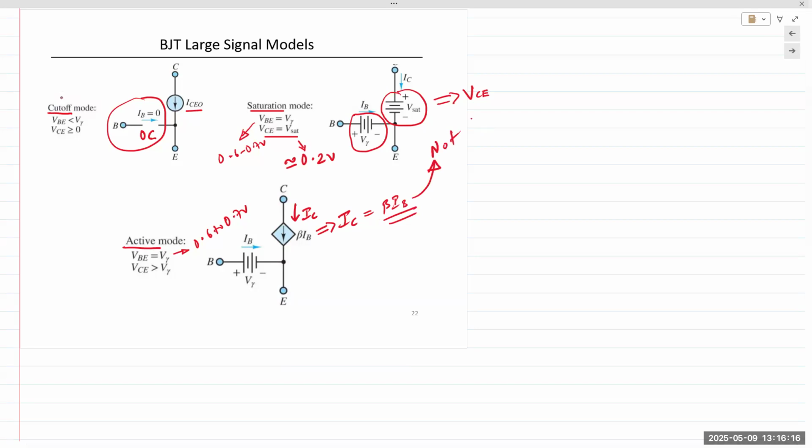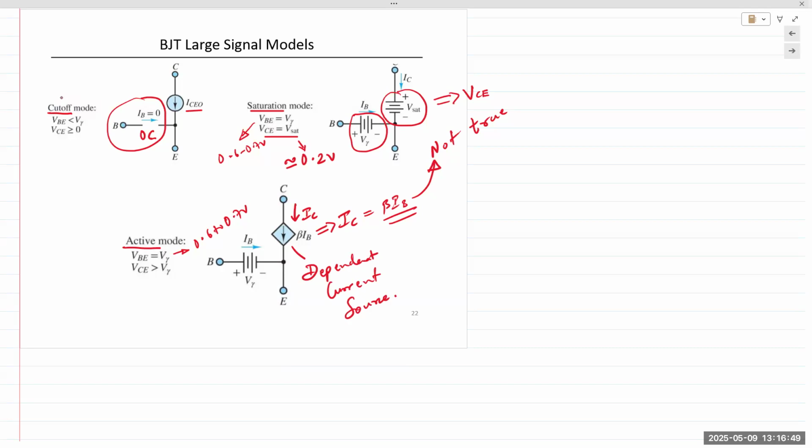Okay, this is not true in saturation because current is already saturated to a max level, and it's like a horizontal line, right? So this behavior can be described as a dependent current source. It provides an output current, which is the collector current IC, but IC is proportional to IB. Hence, it is a dependent current source.